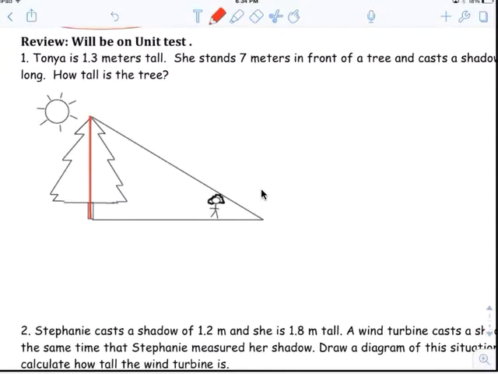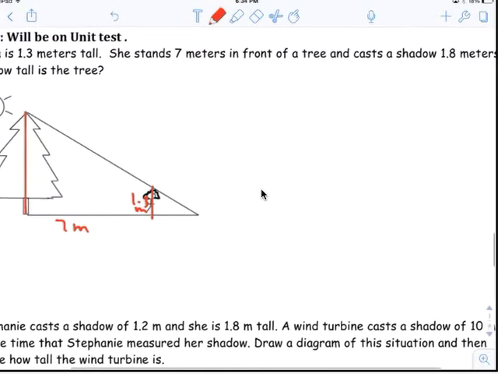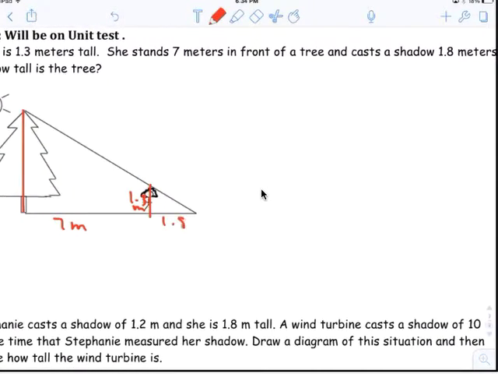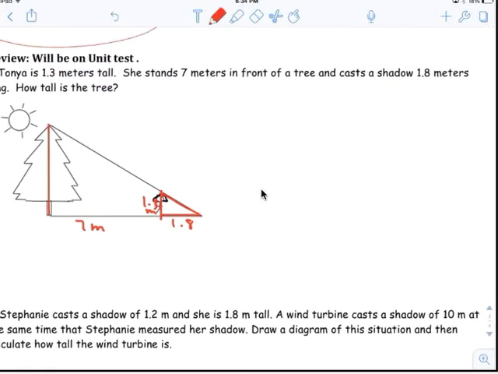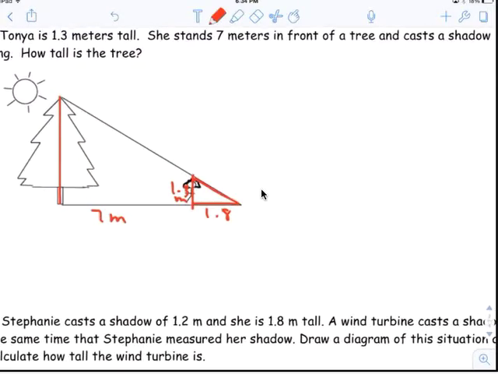So Tanya is... so let's draw the triangle here. 1.3 meters tall. She stands 7 meters from the front of the tree and casts a shadow. This is 1.8 meters. How tall is the tree? The tree is blank meters tall.